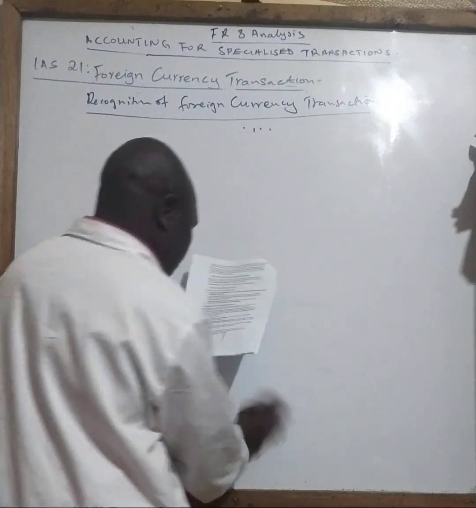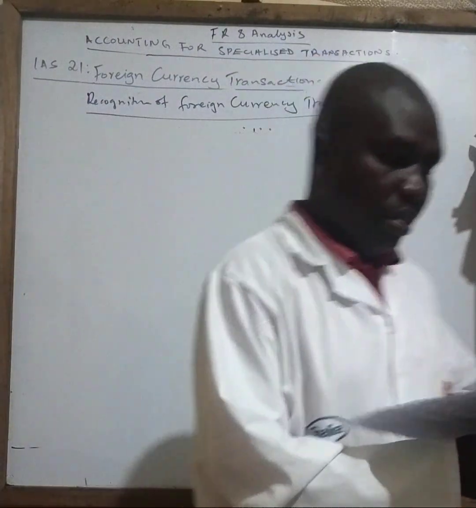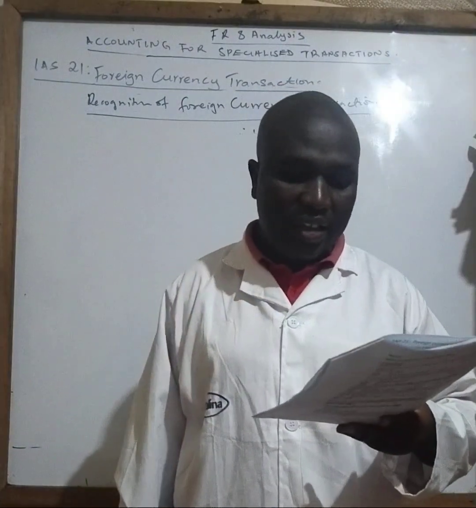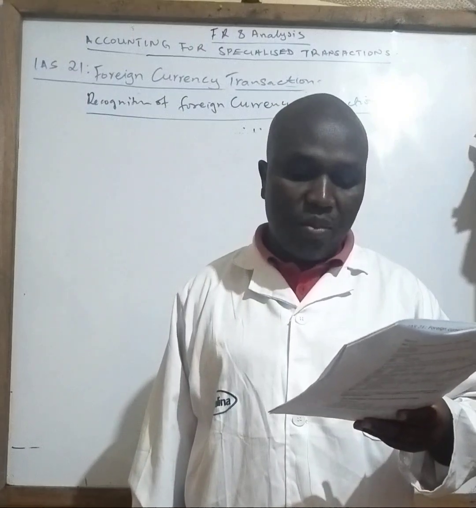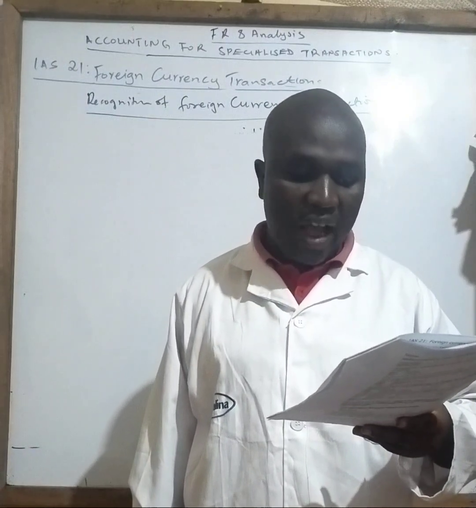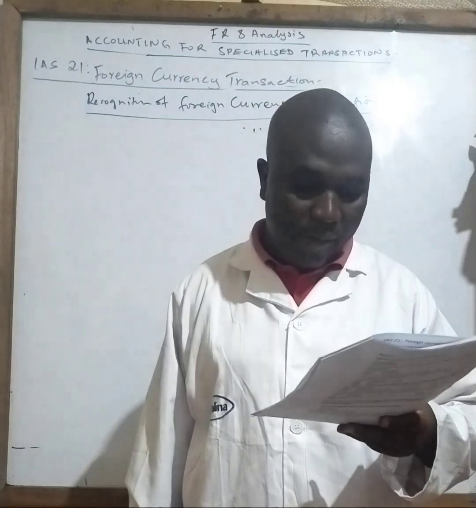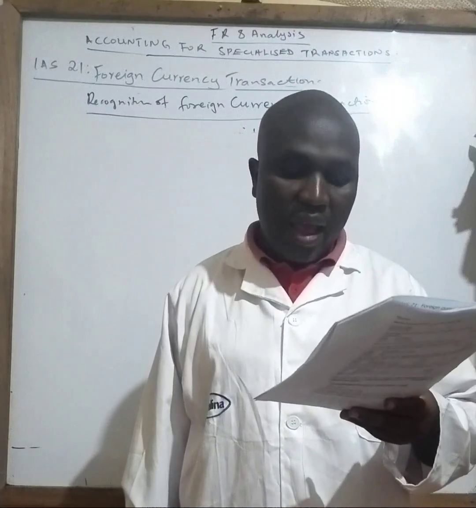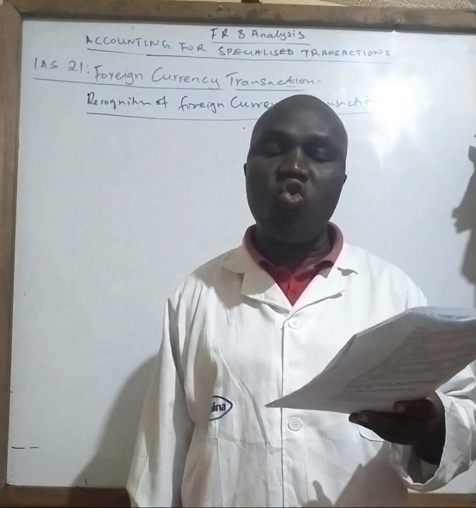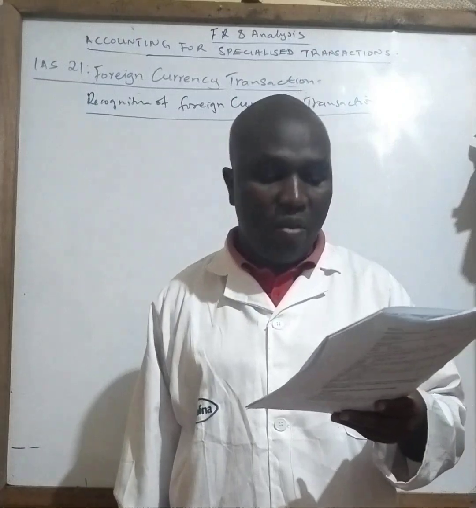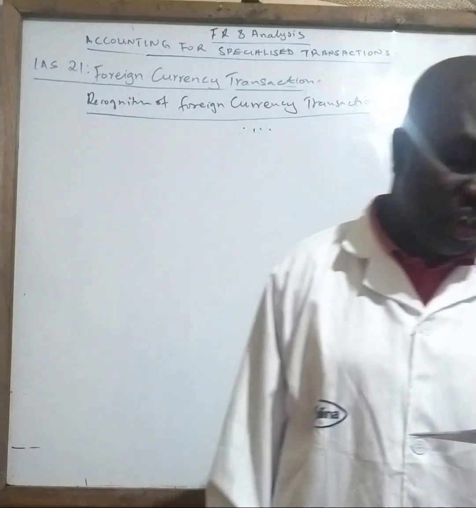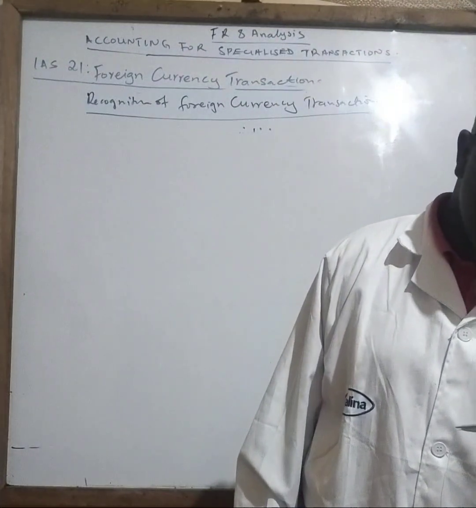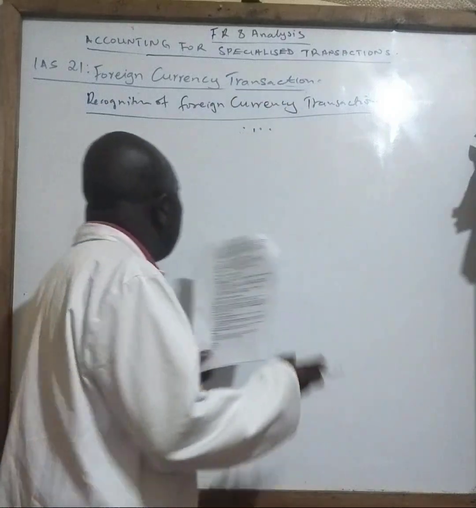So let's see the example. Example number 4 says, White Cliffs Company, whose year end is 31st December, buys some goods from Rinca SA of France on 30th September. The invoice value is £40,000 and is due for settlement in equal installments on 30th November and 31st January. The exchange rate moved as follows.